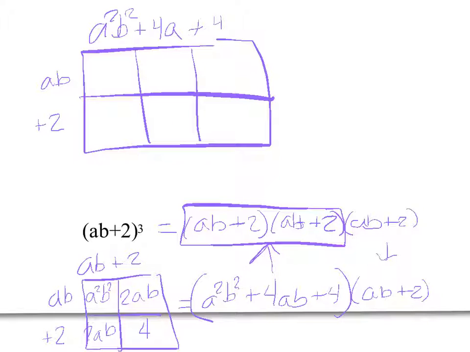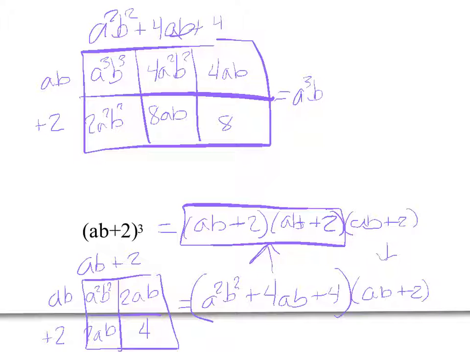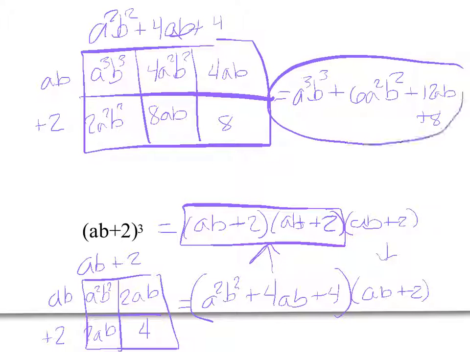So now as I multiply in the top left, ab times a squared b squared, I've got a cubed b cubed. So be very careful about this. And then the next one I have 4ab times ab, that'd be 4a squared b squared. And the last one I'll have 4ab. On the bottom left I get 2a squared b squared, 8ab, and then 8. So my answer is going to be a cubed b cubed plus the 2a squared b squared plus 4a squared b squared is going to be 6a squared b squared, plus 8ab plus 4ab is 12ab, and then plus 8. And that would be your answer for that.